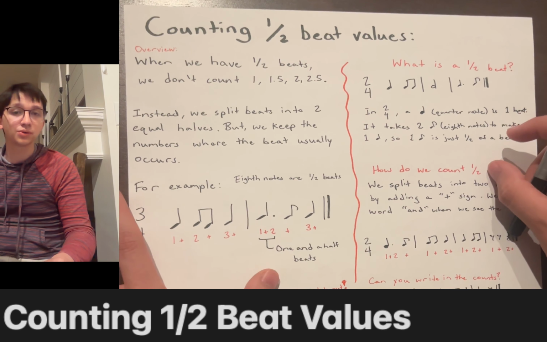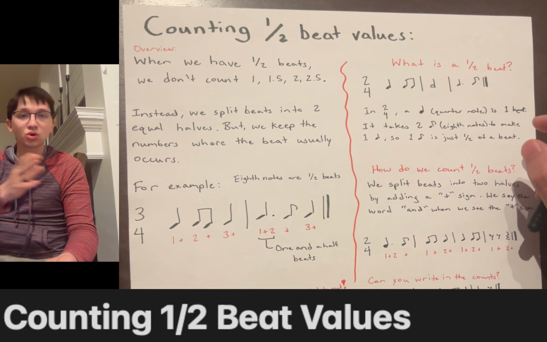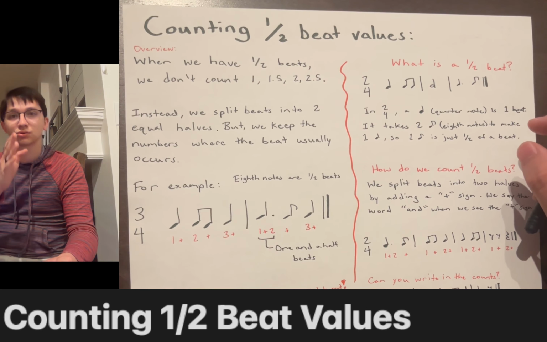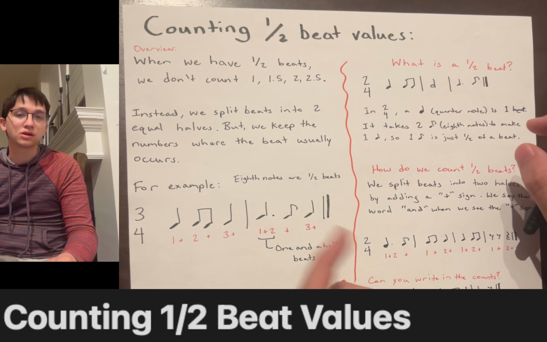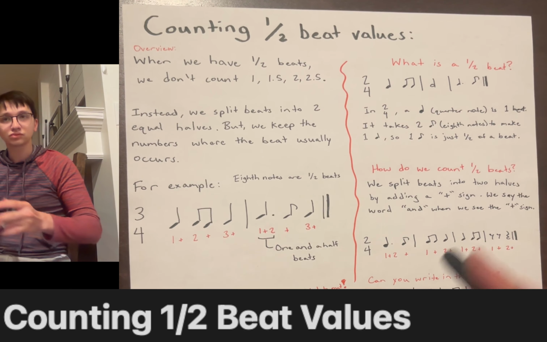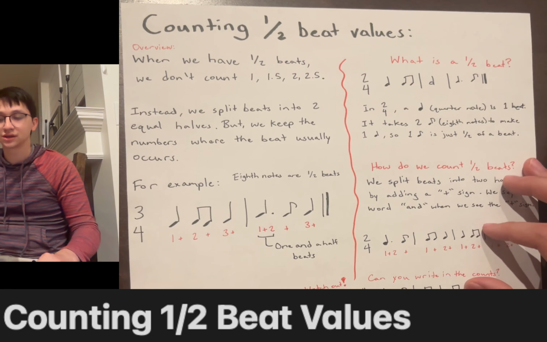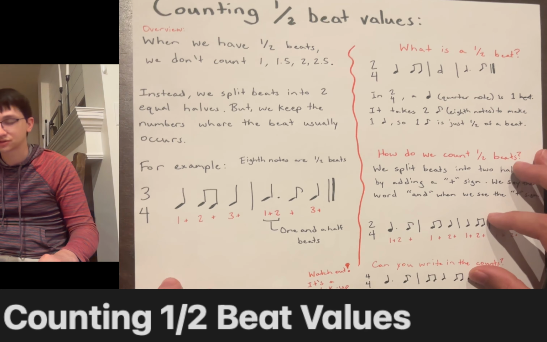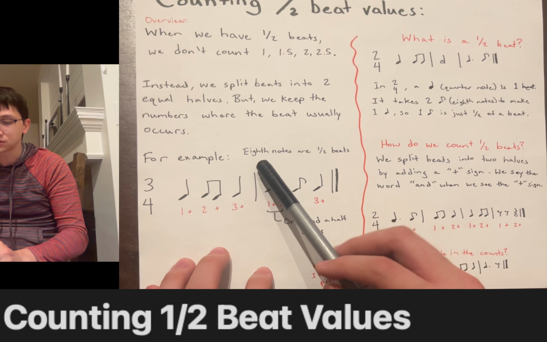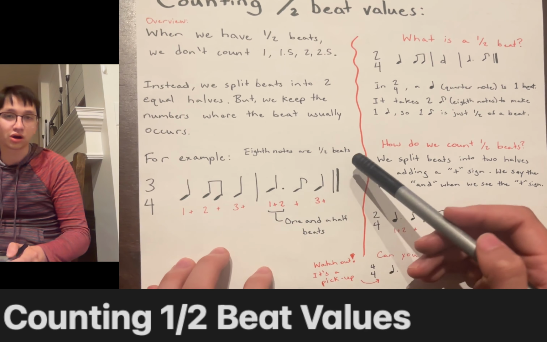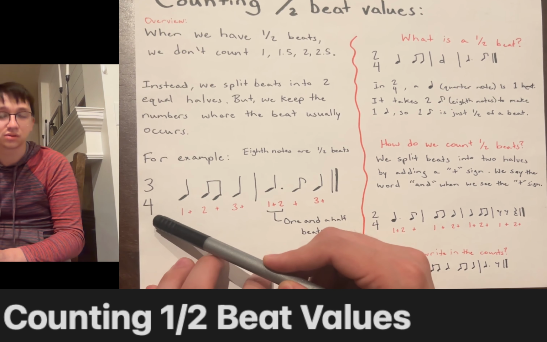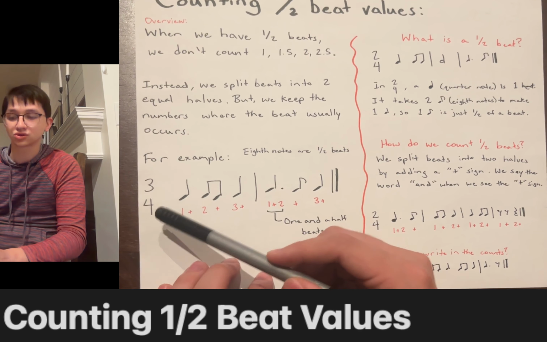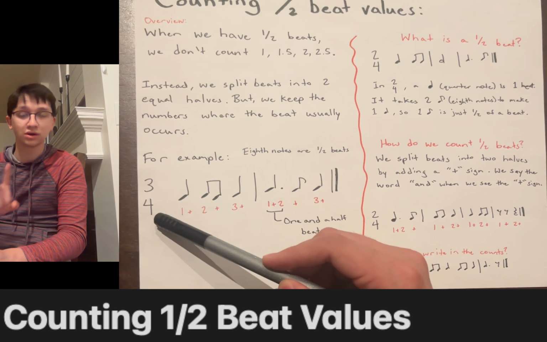For example, if I have quarter notes, whenever I'm counting, I will usually count 1, 2, 3, or 4. And whenever I have half-beat values, we use a different thing to represent that. For example, when we're dealing with eighth notes as a half-beat value, especially when we have a 4 on the bottom of our time signature, because of course that 4 means that a quarter note is 1 beat.